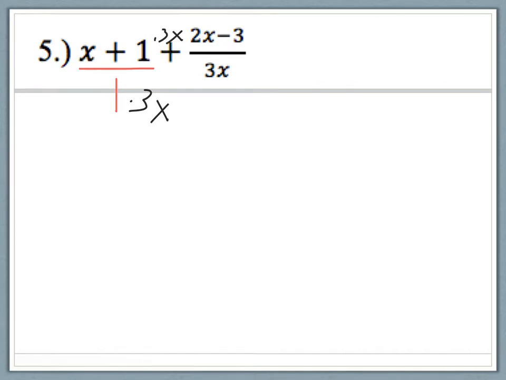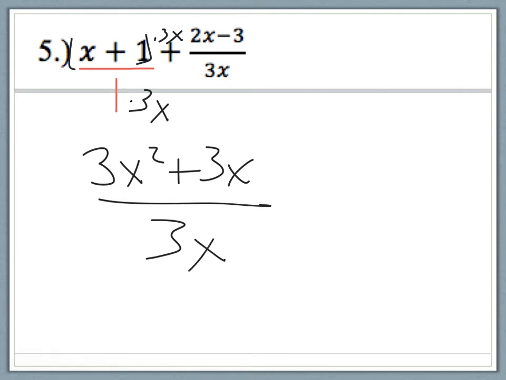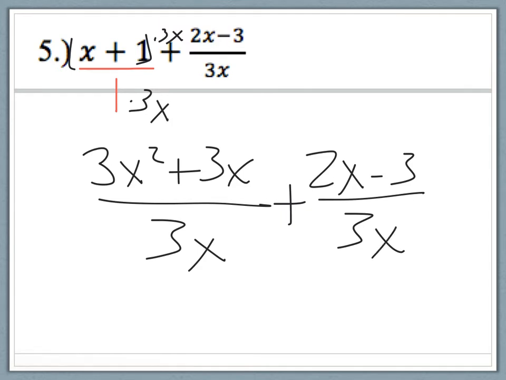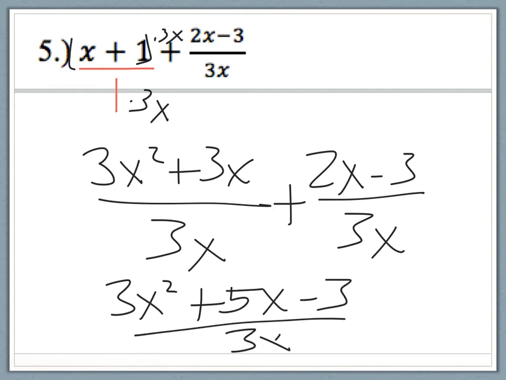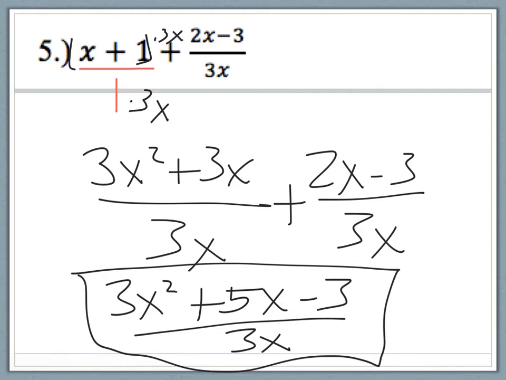So now let's make sure we distribute all the way through. So we're going to have 3x squared plus 3x all over 3x, plus 2x minus 3 all over 3x. Now let's combine our like terms. I just have 3x squared plus 5x minus 3 all over 3x. And I can't take a GCF out of the top, so there's my final answer.